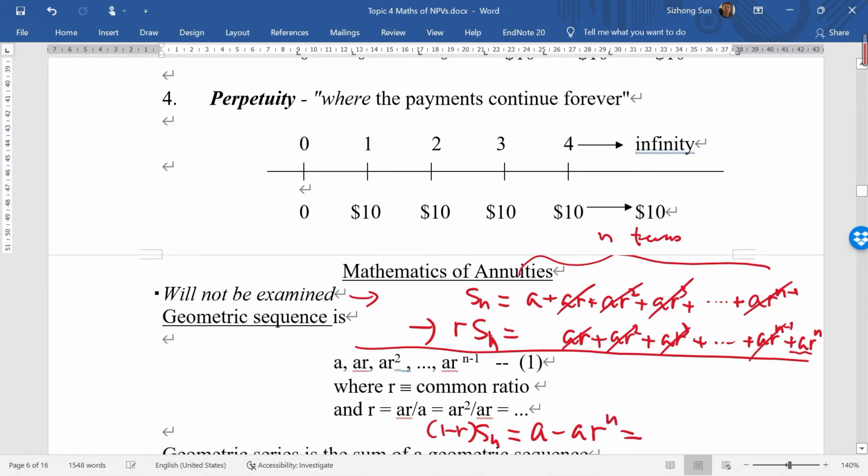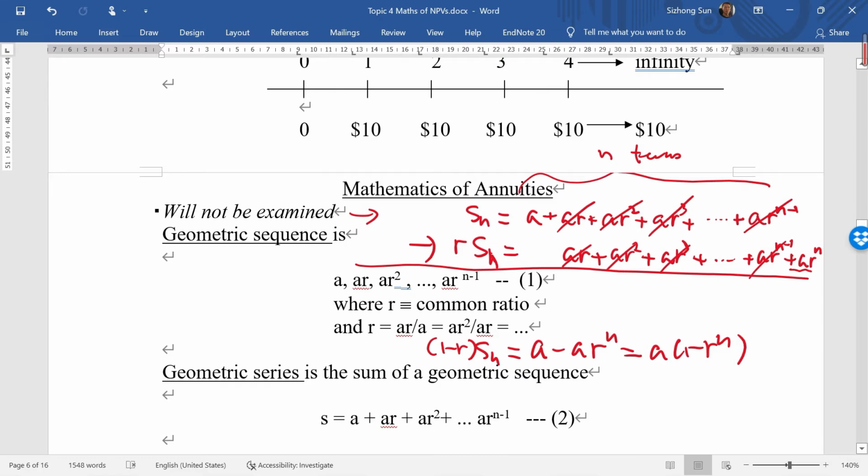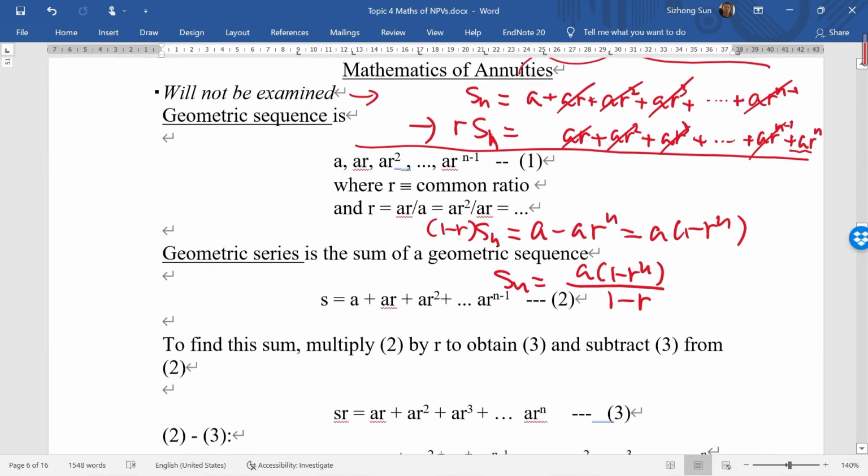And let's pull this A, the common factor, out. A(1 - r^n). Alright, then divide both sides by 1 - r. We get S_n is A(1 - r^n) divided by 1 - r. Okay, so this is the formula.